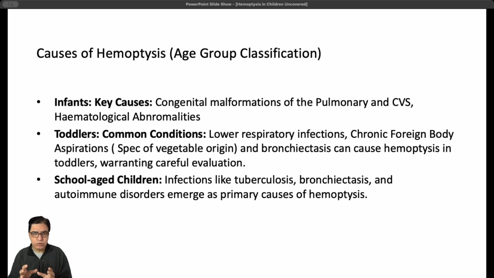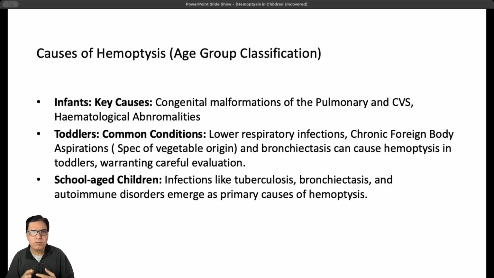So the first age group are the neonates and infants, so less than 1 year of age. And then we take the toddlers, that would be between 1 and let's say 2.5, 3 years of age, maybe 3.5. And then we have got the school age children, which would be probably 4, 5 years and onward, even the adolescents.